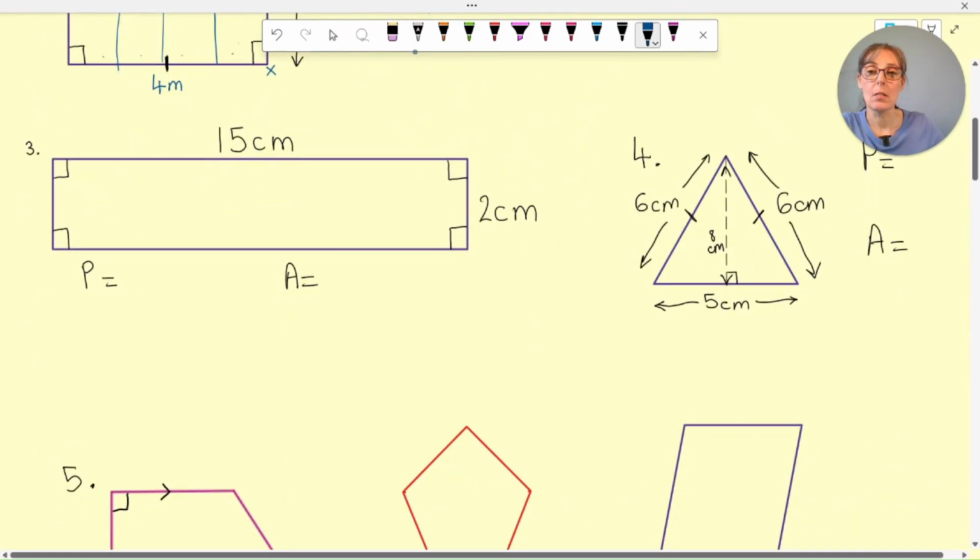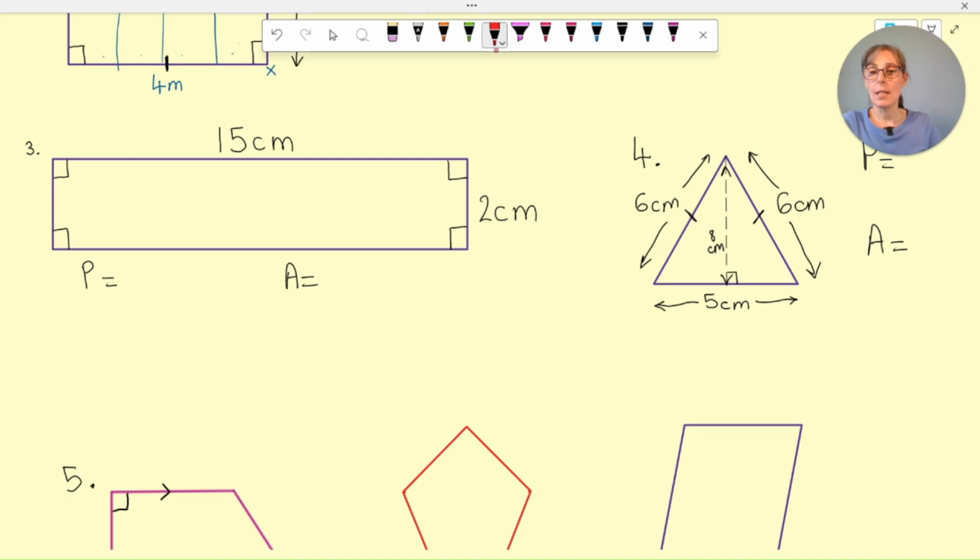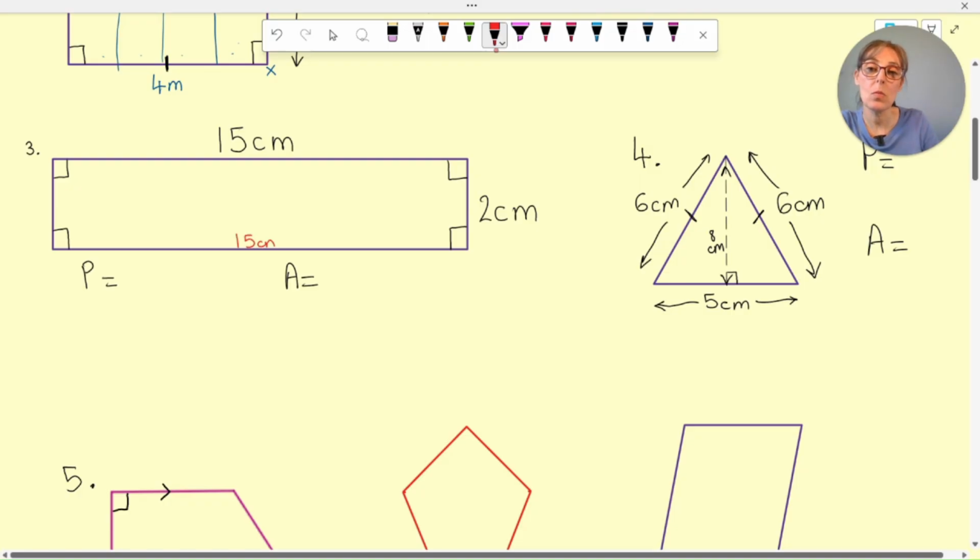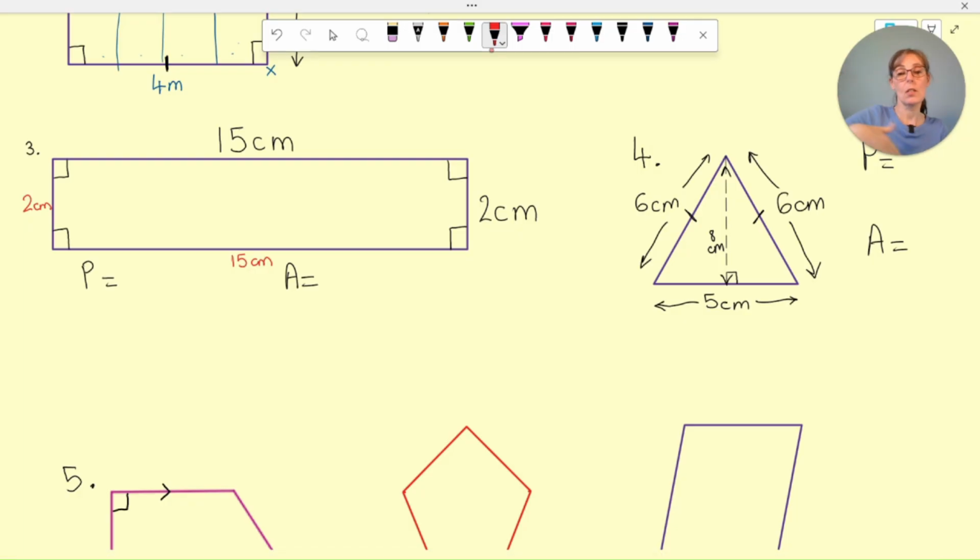Let's have a look at these. So we've got number 3. Right, so asking for perimeter and area. So I know, because there's 4 right angles, that this length is also going to be 15 centimeters, and this is 2 centimeters, and this length is 15 centimeters. So let's think the perimeter, the distance. It's got no width, it's not even a line, it's got no depth, it's just a measurement around the outside.